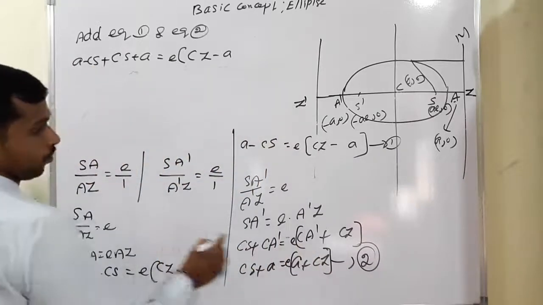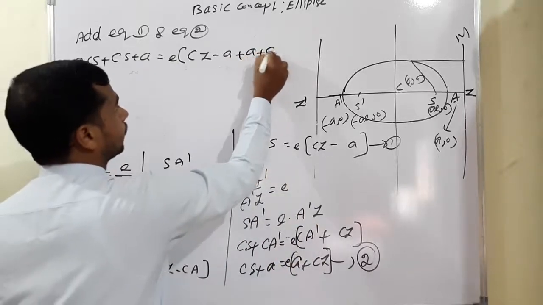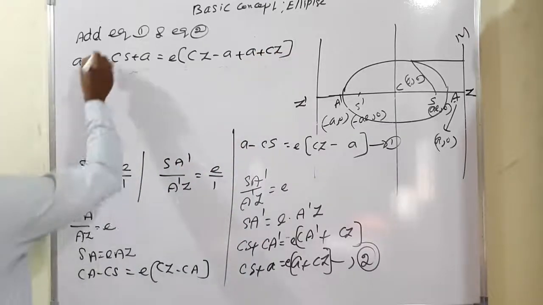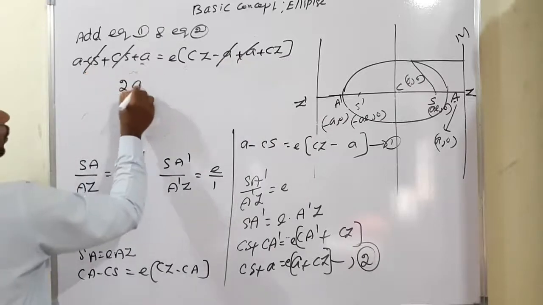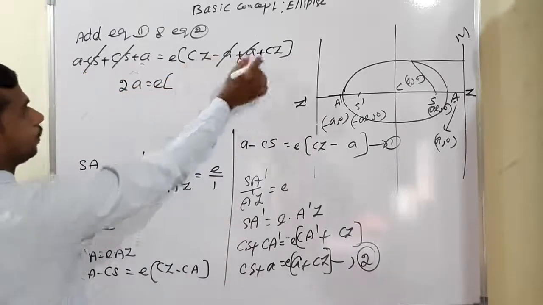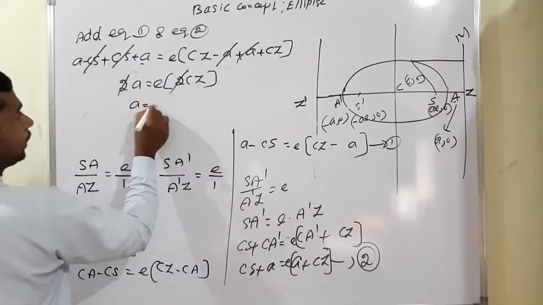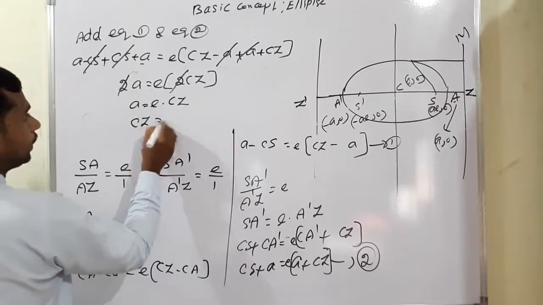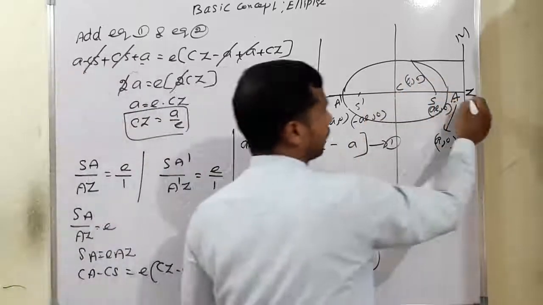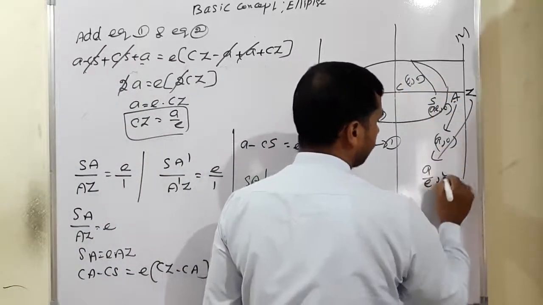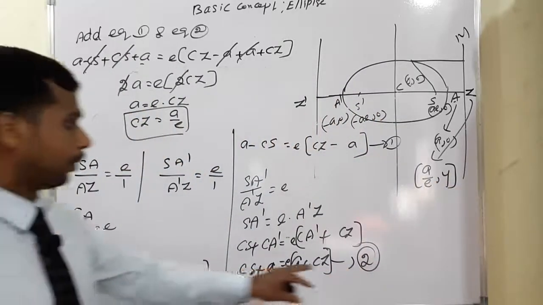Now CZ minus a, then here a plus CZ. So minus CS plus CS cancel, minus a plus a cancel, a plus a is equal to 2a, outside common e, CZ plus CZ means 2CZ, again 2 cancel. Therefore a is equal to e into CZ, therefore CZ we can write as a by e. This is the point on the fixed line, Z means what is the meaning? (a by e, y). Okay. Now add is over, subtract equation 2 minus 1.